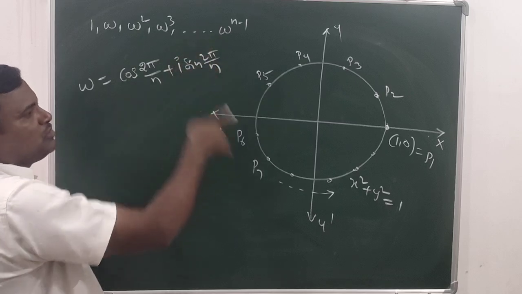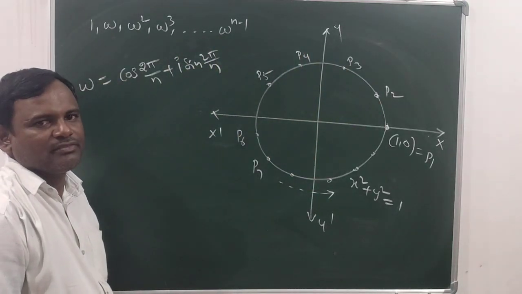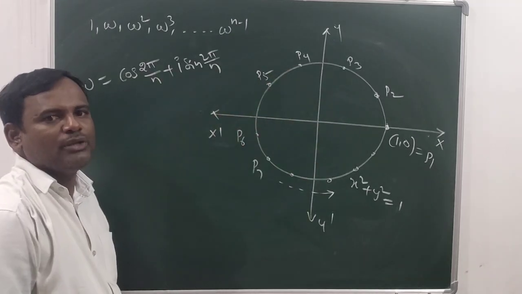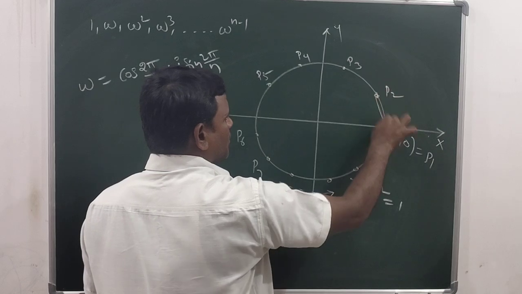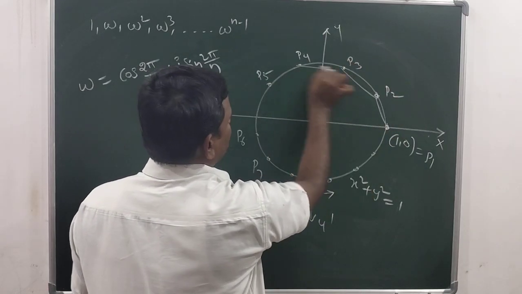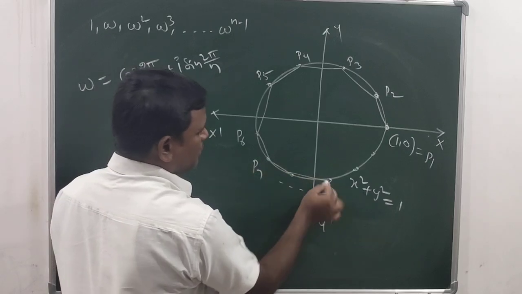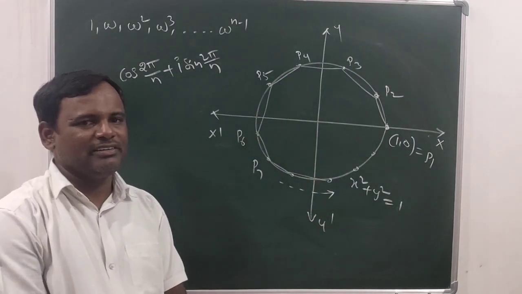Plot all those roots around the circle, which are all concyclic. All of them will be lying on the circumference of this unit circle. So if you connect these points, you will get a regular polygon. What kind of polygon do you get? A regular polygon you will get inside.